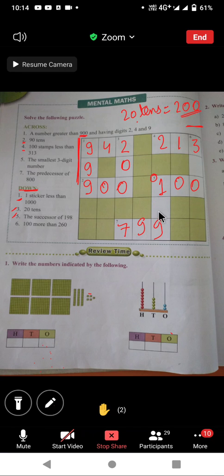199. Successor means one number after. So 198, then 199. So where we have to write the fifth one? Here is the fifth. Okay, so down we have to write 199. The 1 is already written, only we have to write 9. And at one place it is already written 9. 199 is there.